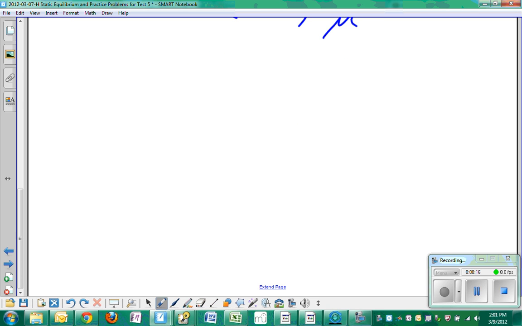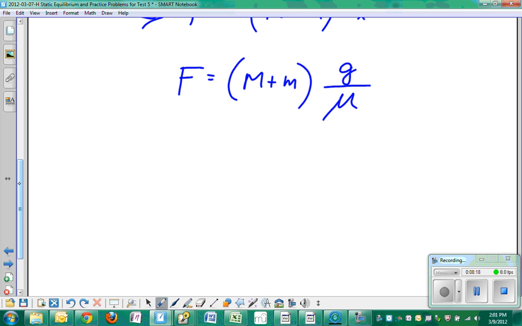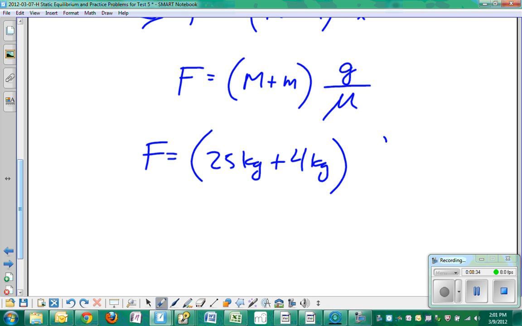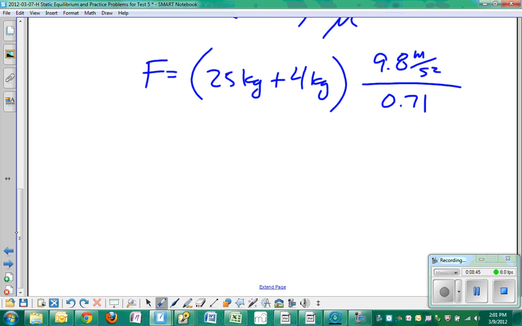So is that going to be bigger than g or smaller than g? Bigger, because mu is less than 1 in this case. It's given to us. All right, so force is equal to, what's the big block's mass? 25 kilograms plus little mass, 4 kilograms, times g, 9.8 meters per second squared. Mu they gave us as 0.71. That's pretty frictiony. All right, so what are the units for mu? None. There are none. Right, it's dimensionless.